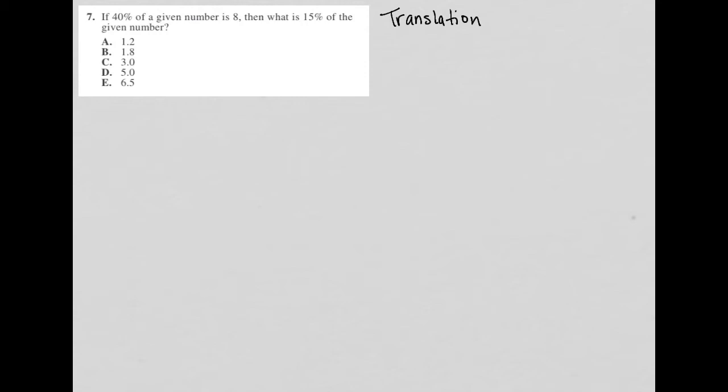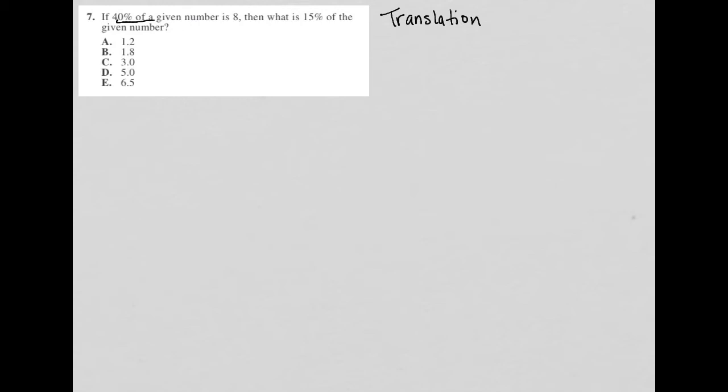Now, what makes this different from a long word problem? Well, first of all, it's a short question. Second of all, pretty much the entire question, right? This entire sentence can be translated into a mathematical language. So let's see how we do that.